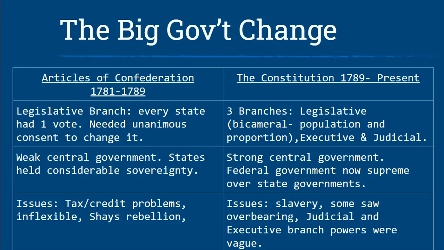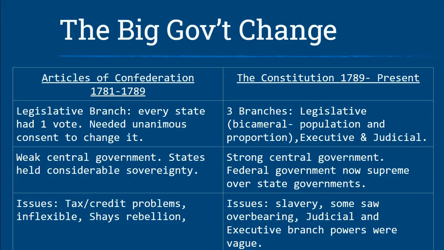So the decision was made to scrap the Articles and write a new government. And the new government, mostly written by James Madison, was the Constitution. There had been about 2 years of debate about it between the Federalists, who wanted the Constitution, and the Anti-Federalists, who were against it, but eventually it would pass.